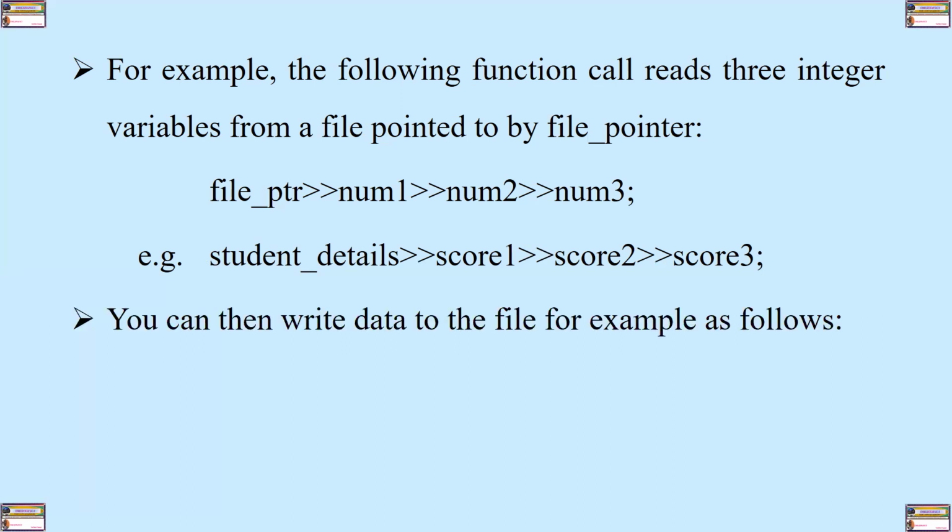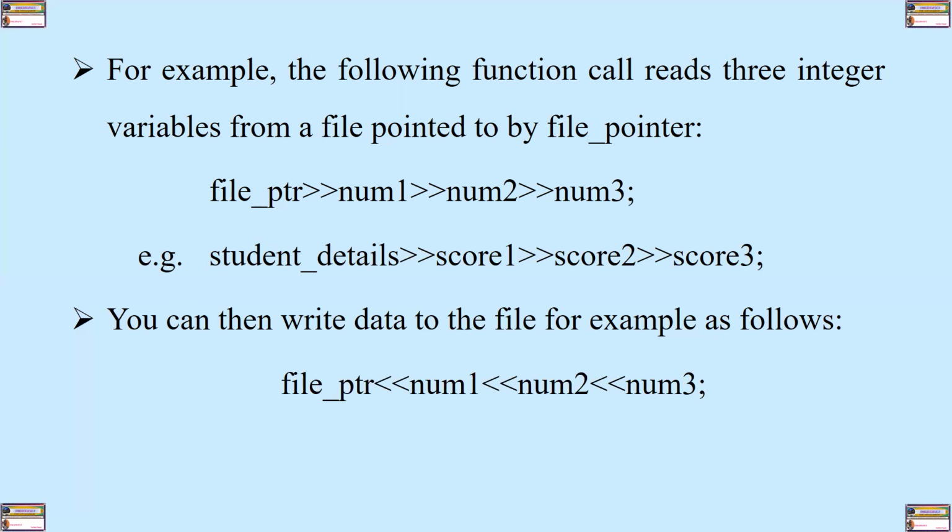You can then write data to the file, for example, as follows. So you can see the difference between the reading and the writing statement. The only difference, I repeat, my dear students and the rest of the learners, is that instead of cout and cin functions, we make use of the file pointer. So we just replace. The name of the file pointer remains, whether you are using it for reading or for writing.